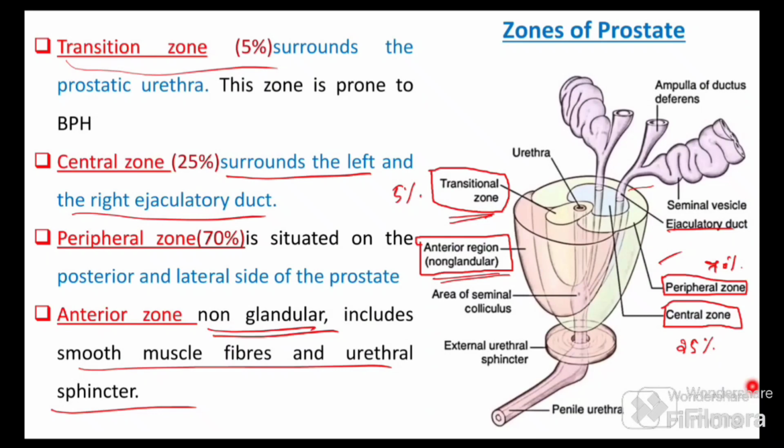So tell me, what is the transitional zone? The transitional zone constitutes only 5% of the gland, and it surrounds the prostatic urethra. The central zone is the area around the ejaculatory duct, and the peripheral zone, about 70%, is constituted by the posterior as well as the lateral part of the gland, which includes the central zone and part of the transitional zone. And there is an anterior zone or anterior region which is non-glandular.